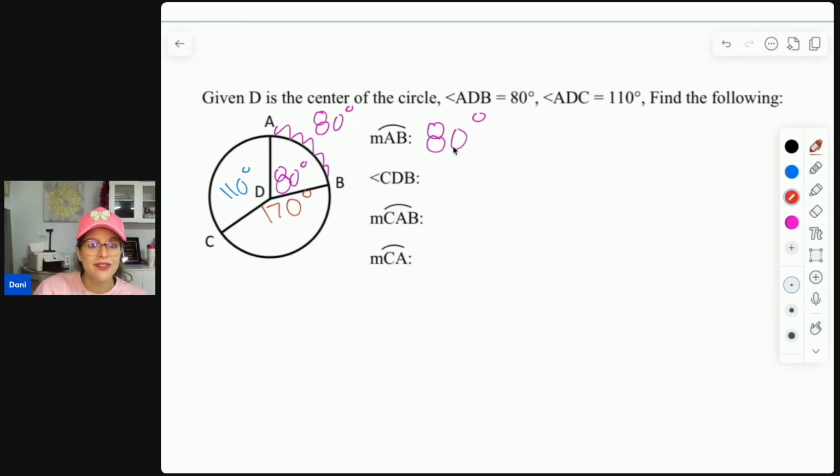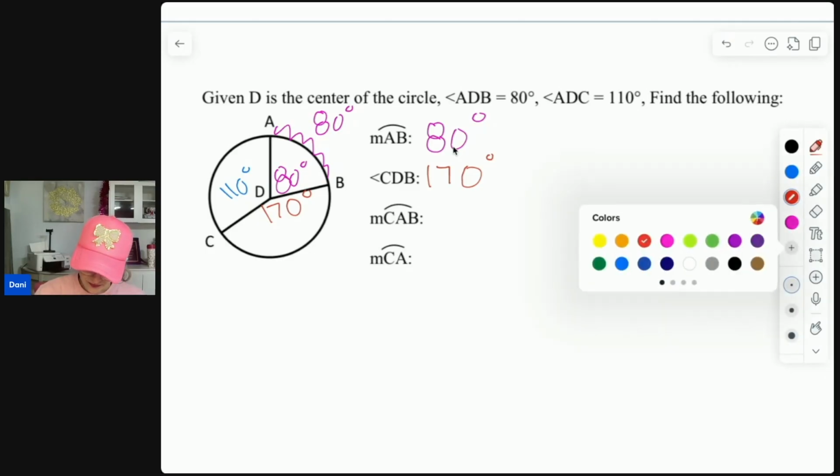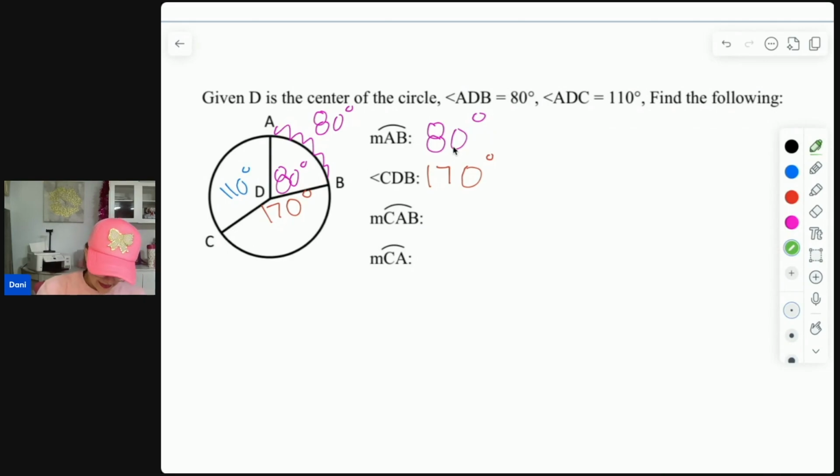So now we can figure out the rest of the arcs, which is so nice. So we have 170 degrees here. You know, your girl loved to color code. All right, now it's looking for, let's get another color going. Arc CAB. So it's looking for this whole piece, this major arc. So we're going to take 110 and add it to 80 degrees.